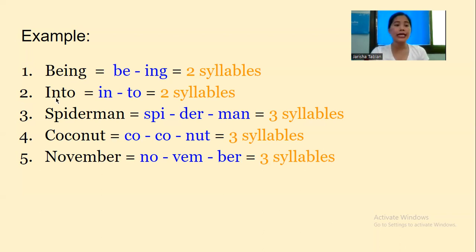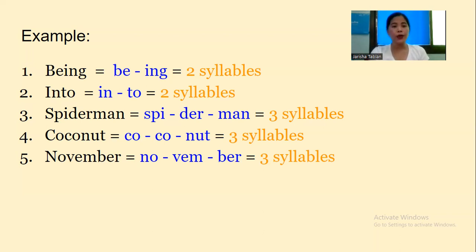Next, number two, we have the word into. I-N, in. T-O, to. How many syllables are there? There are two syllables put together. How do you read that? It reads as into. Easy, right? That is how you read a word. You syllabize the word so you can read it.